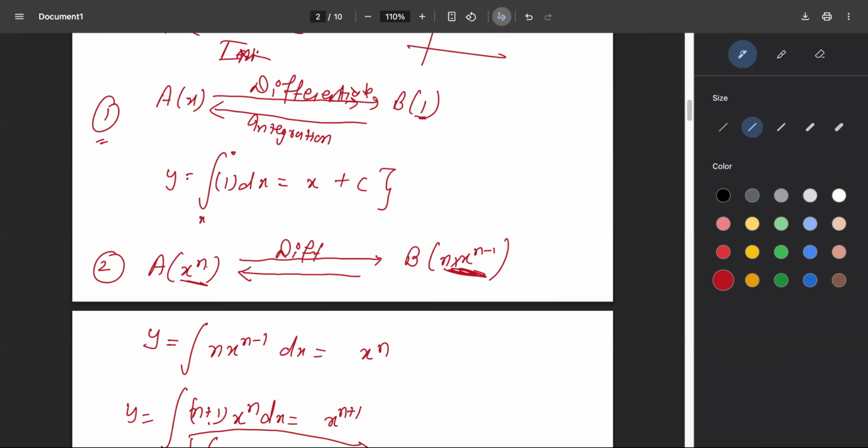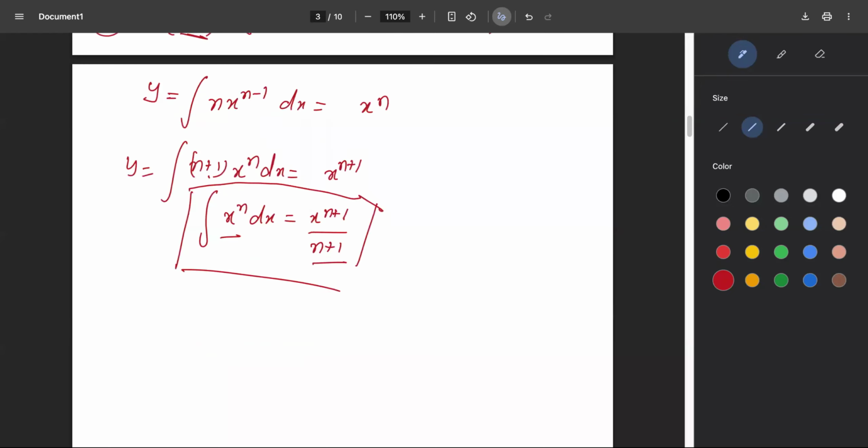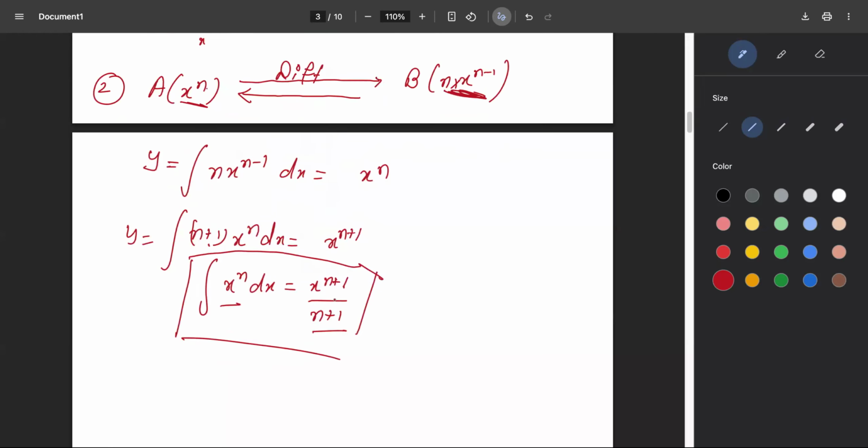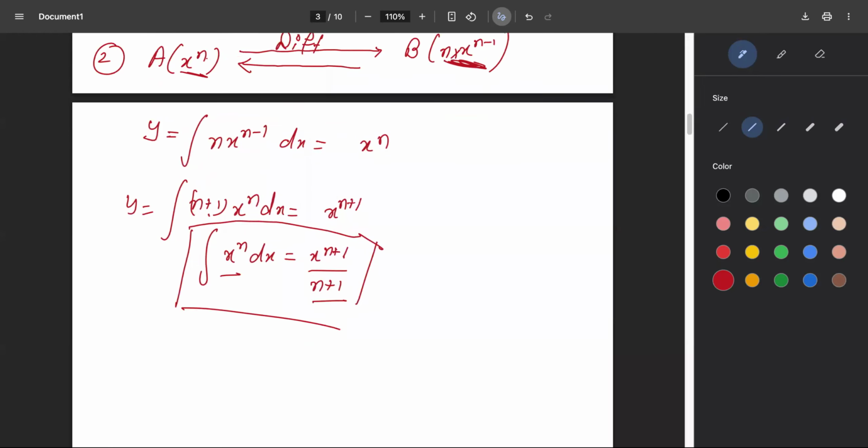Okay, I will give you just one or two more formulas, and then we will try to solve some problems. I won't go much more on this. So can you solve one problem on this formula? Yeah, we'll solve. Just a second, I'll solve it.